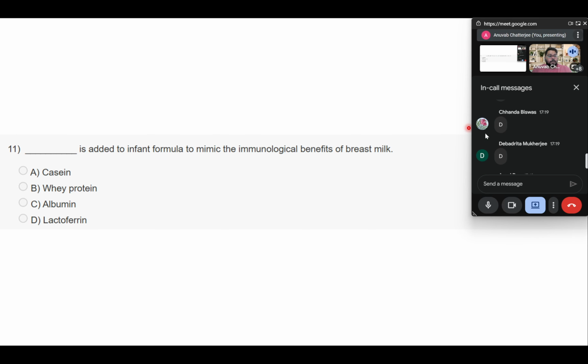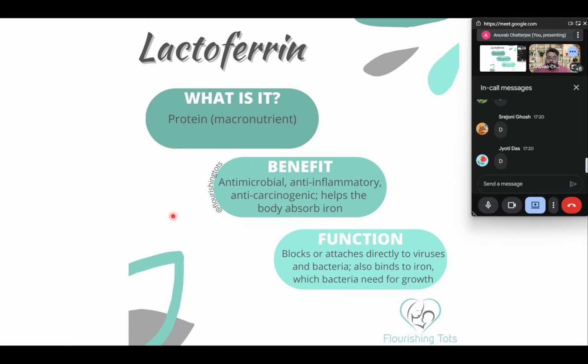Okay, we have a number of answers coming in. Chanda, Devadita, Oropishi joined Jyoti also, it is D, lactoferrin. So lactoferrin, as we just discussed, it is given to small babies in case they have neurological defects, and it actually helps ameliorate that by mimicking the immunological benefits of breast milk.